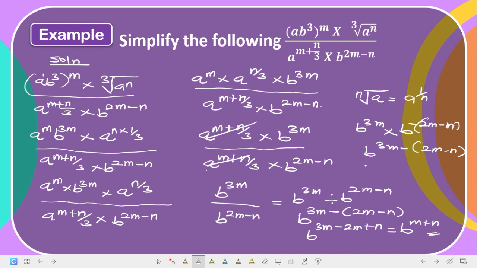So that was how this one gave us this. And this becomes b to the power of 3m. This times this is what? Minus 2m. And then minus times minus is what? Plus n. This becomes b to the power of m plus n. That is the solution to that question. Let's look at the next question.